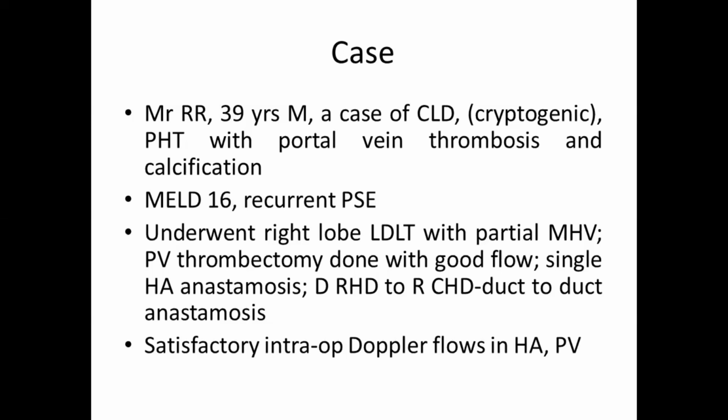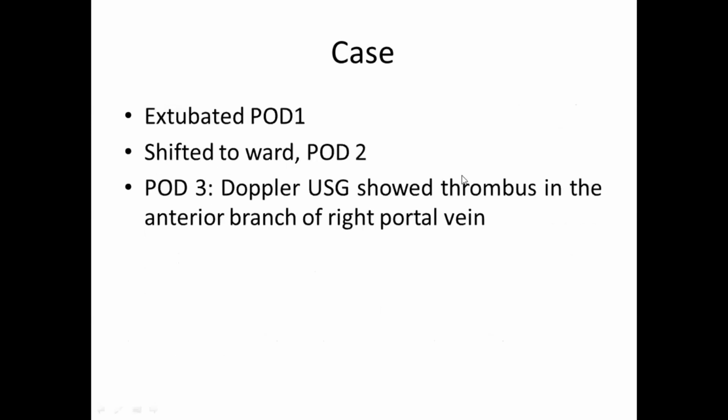He had recurrent portosystemic encephalopathy and was typically a low MELD. So these are the patients, even when the MELD is low, because they are incapacitated by the recurrent episodes of HE, they undergo transplant quite commonly. He underwent a right lobe living donor liver transplant with partial MHV. The PV thrombectomy was done with good forward flow. It was a single hepatic artery anastomosis, and the donor right hepatic duct was anastomosed to the right common hepatic duct of the recipient, a duct-to-duct anastomosis, and the intraoperative Doppler was fine.